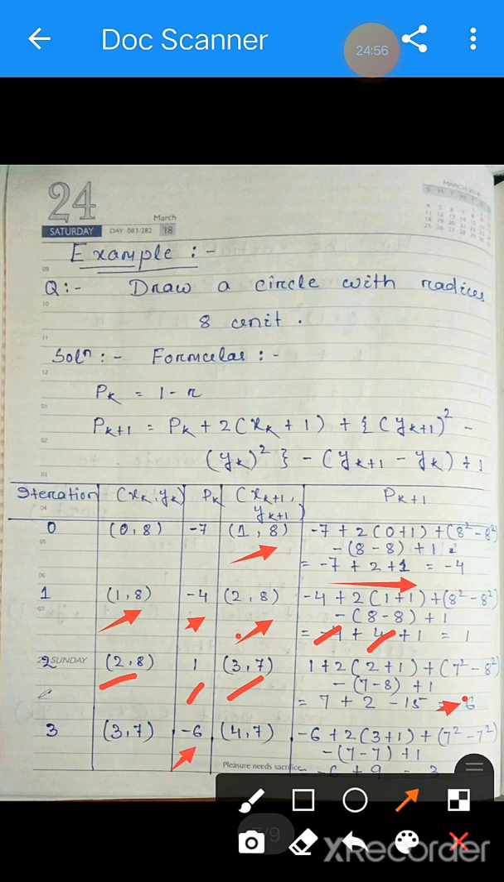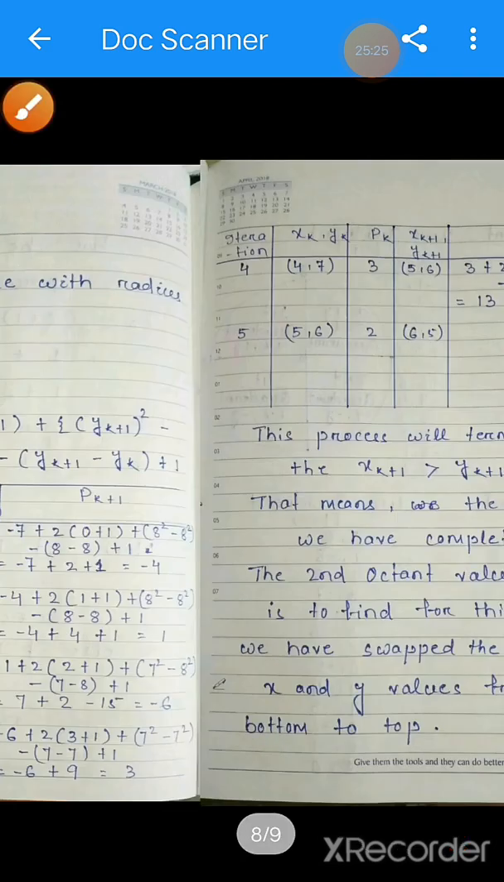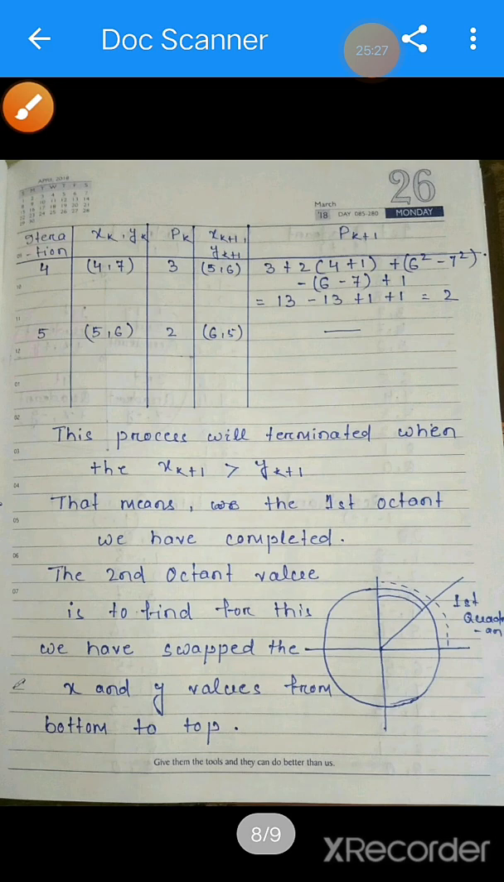So pk is minus 6 and xk, yk is your 3 comma 7. Here again the pk value is less than 0. If less than 0, then x only increments, y value stays the same, only yk. So xk plus 1, yk plus 1 is 4 comma 7. Now you can calculate pk plus 1 in this way, and in this way you can calculate all the iterations.